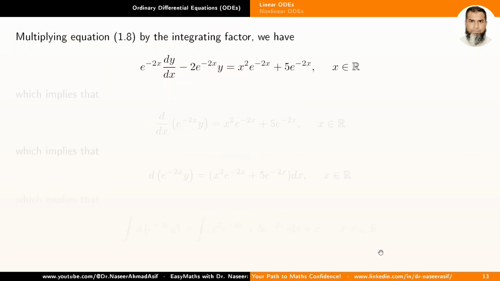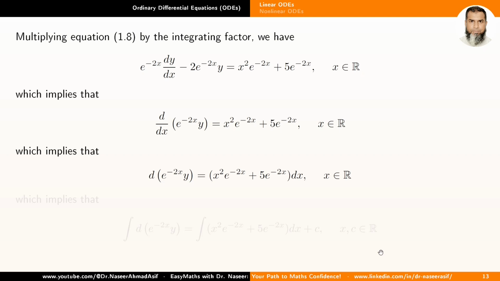Multiplying equation 1.8 by the integrating factor, we have exponential of minus 2x dy/dx minus 2 exponential of minus 2x y is equal to x square exponential of minus 2x plus 5 exponential of minus 2x, where x belongs to R. So we have d by dx of exponential of minus 2x times y is equal to x square exponential of minus 2x plus 5 exponential of minus 2x, where x belongs to R.